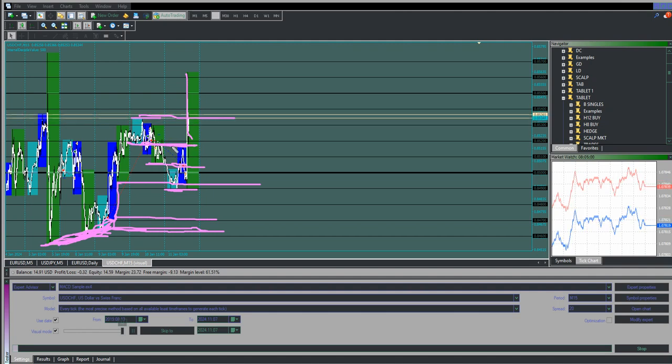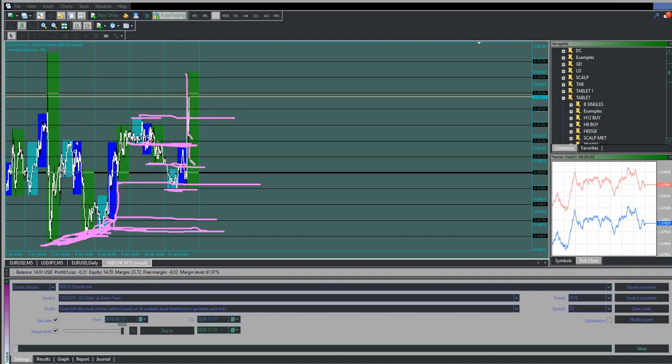Look at people buying here when it comes back to the breakout. Now here it did work. Look at it rip. Look at it rip. It'll probably take this high out.